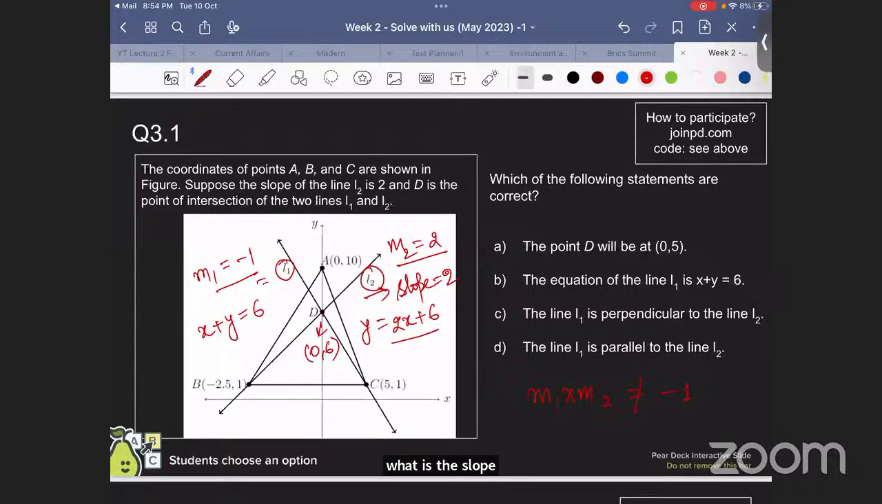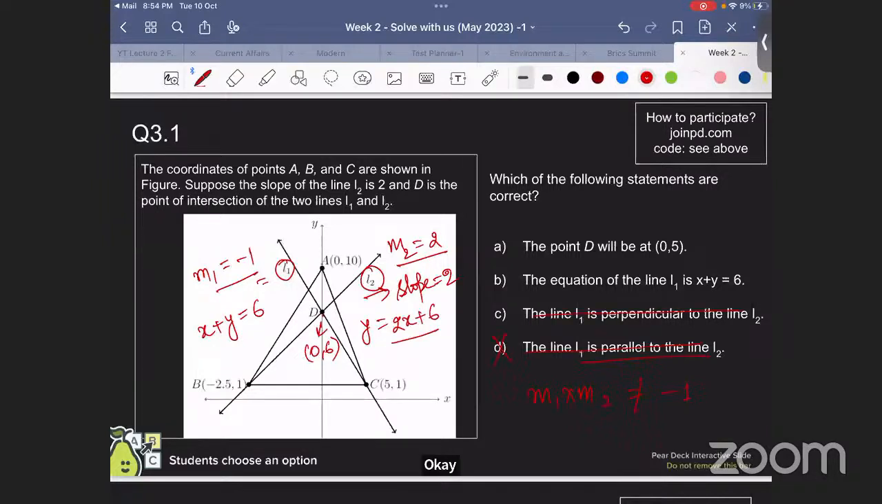So this is incorrect because we already know that if two lines are perpendicular, the product of their slopes should be minus 1. This is not perpendicular. We already checked that, right? The product of the slopes M1, M2 is not equal to minus 1. So this is also incorrect.